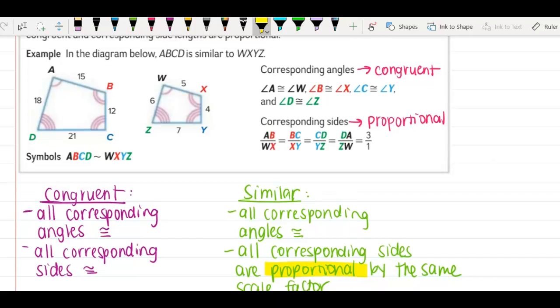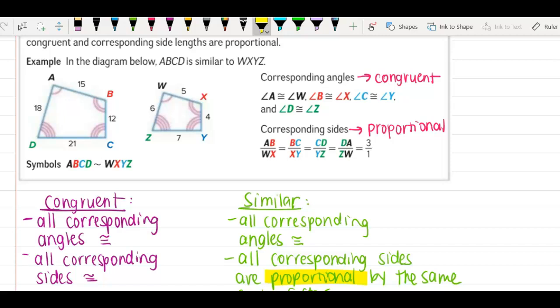So going back to this little chart, we could write all of the corresponding angles as A goes with W, B goes with X, so on and so forth. And then all of those corresponding sides, instead of writing them congruent like we did in our congruency, we're going to write them proportional to each other, and they should all work out to be with the same scale factor. The other thing is, obviously, congruent was our squiggle with the equal sign under it. Similarity is just the squiggle. Notice it's right here. So you see that squiggle? It means they are similar.